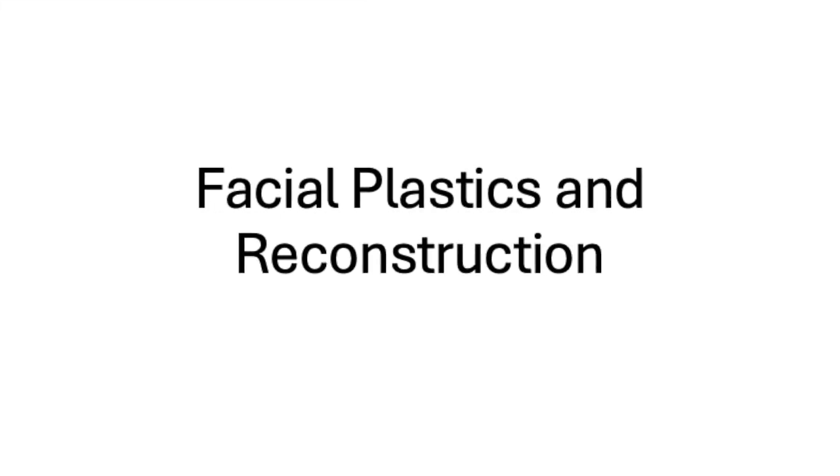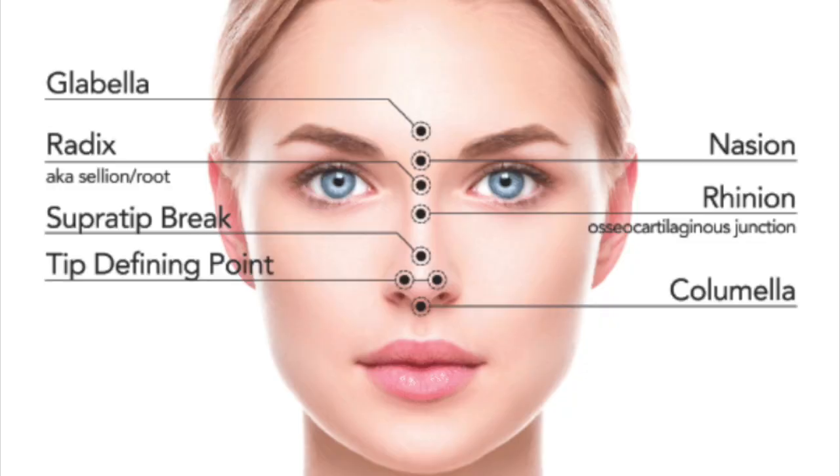All right. Moving on to facial plastics and reconstruction, something good to know are just the different names of the face, just how we talked about knowing external ear anatomy. It's good to know that this is called the glabella, and then this is called the nasion, and then this is the rhinion, and then know that this is called the columella. So those are important.